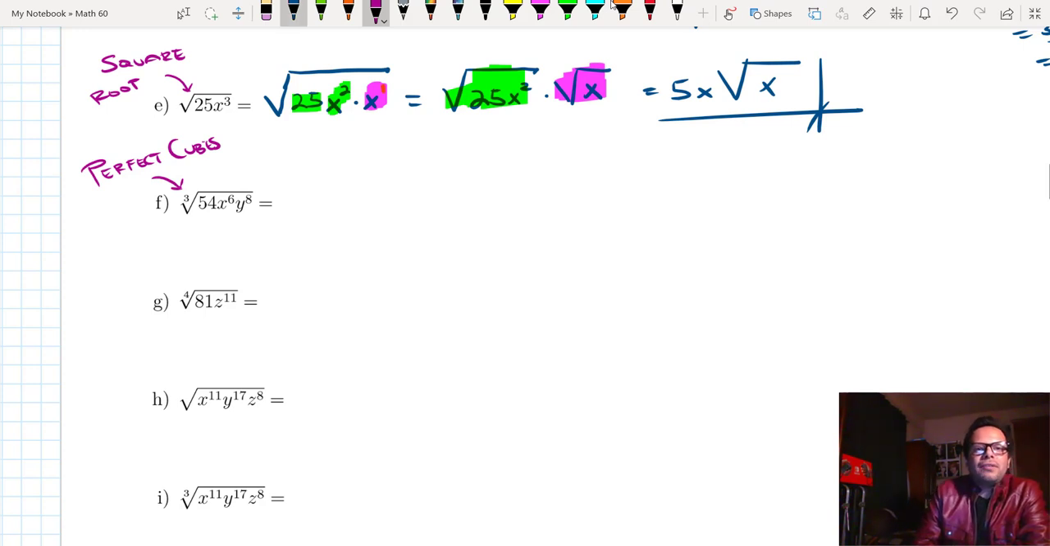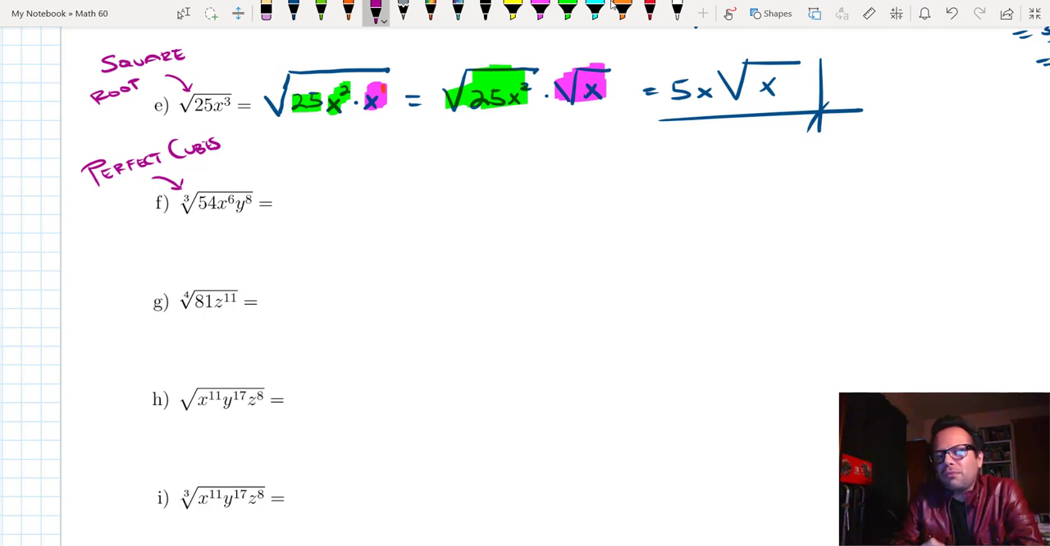Now, when it comes to moving to higher indices like the cube root, the 4th root, it's not as easy as working with perfect squares, because perfect squares are relatively easy to memorize and keep in mind. The first few perfect squares, for example, we have 1, 4, 9, 16, 25, 36, 49, 64, 81, 100, 121, 144, 169. Well, that's enough.